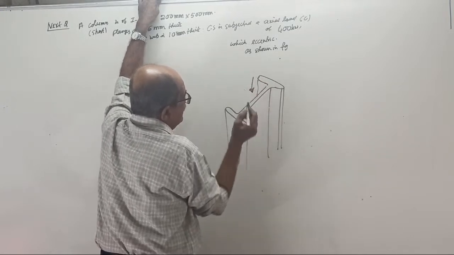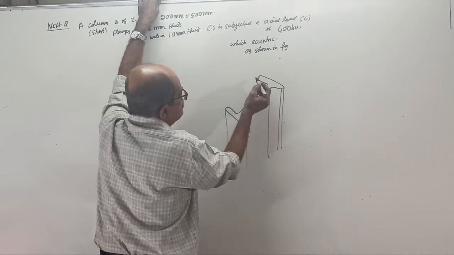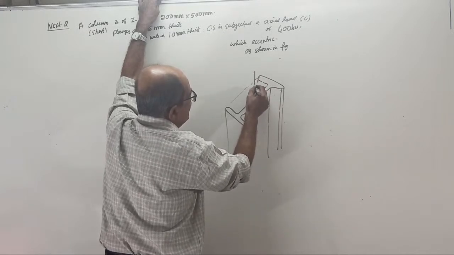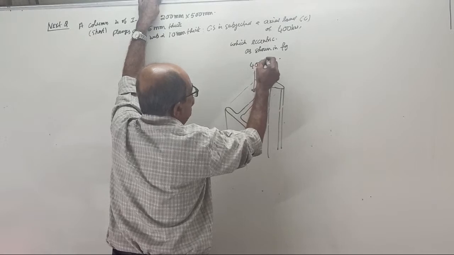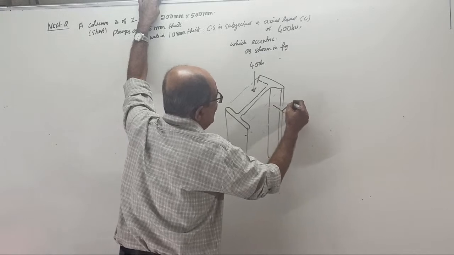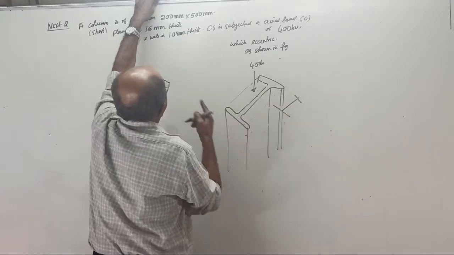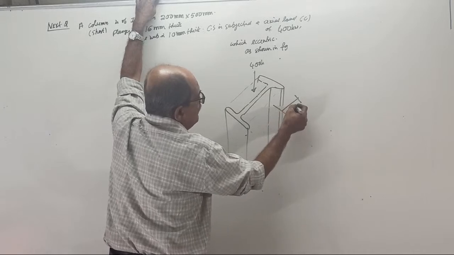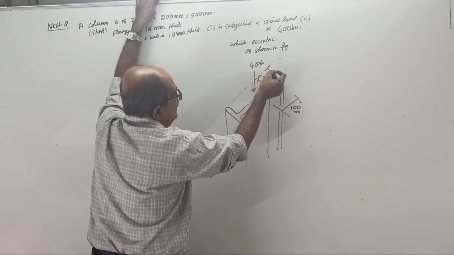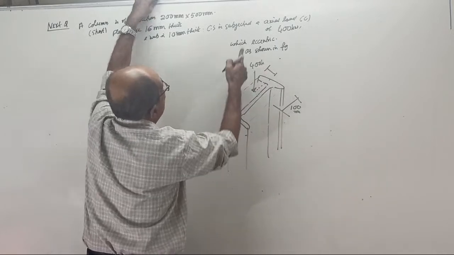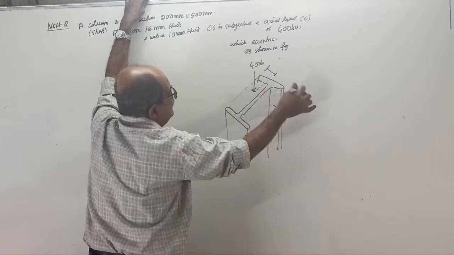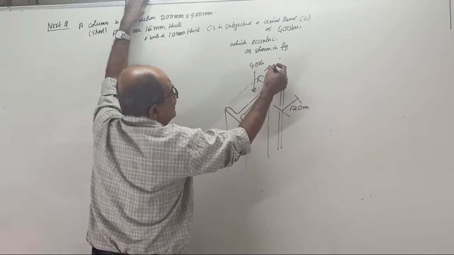In the plane, one minute, I'll show the plane for you. See, this is the plane of the I section. The load is acting somewhere here. How much? 400 kilonewton. Where? See, the load position from here, this way it is acting at 100 millimeter. And this way it is acting at 120 millimeter. This way it is acting at 65 millimeter.